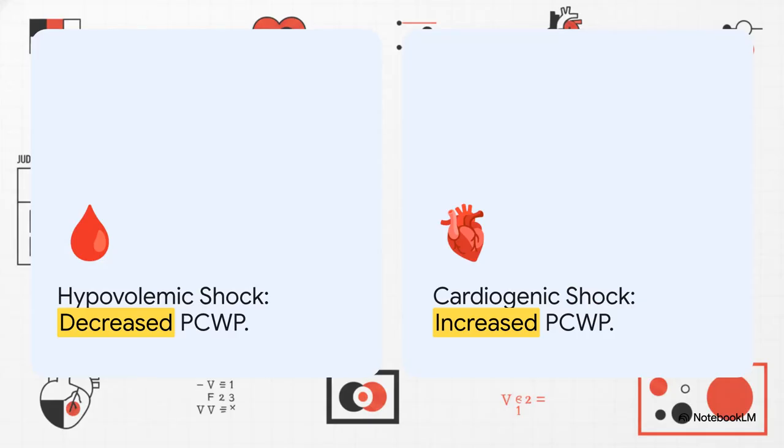So let's isolate the key variables here. Say you've got 2 identical hypotensive presentations. Both patients have cold extremities, low cardiac output, and a sky-high systemic vascular resistance. How do you actually tell them apart? The singular differentiating variable is the pulmonary capillary wedge pressure.